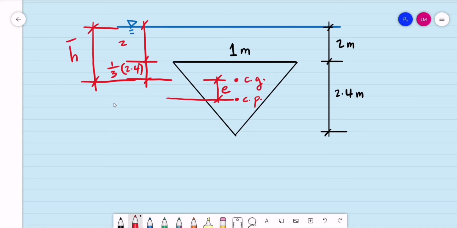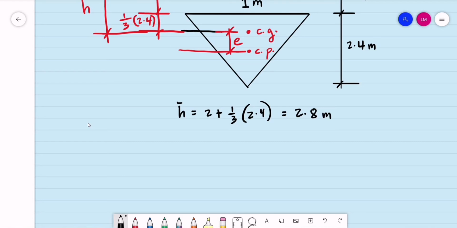Okay, so anong equivalent ng bar H natin? So we have the bar H is equal to yung 2 meters plus the location of the centroid from the base, that will be 1/3 of 2.4. Okay, 1/3 ng 2.4, I think that is 0.8. So yung bar H natin will be equal to 2.8 meters.